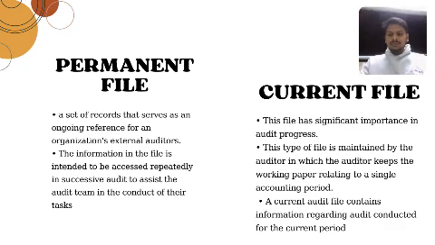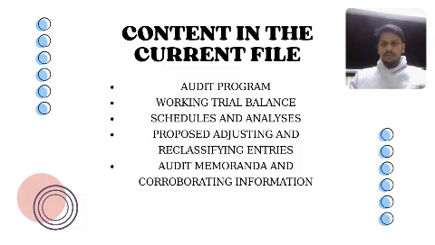Meanwhile, the current file has significant importance in the audit progress. This type of file is maintained by the auditor, in which the auditor keeps the working papers relating to a single accounting period. A current audit file contains information regarding the audit conducted for the current period. The content in the current file is the audit program, working trial balance, schedules and analysis, proposed adjusting and reclassifying entries, audit memoranda, and corroborating information.